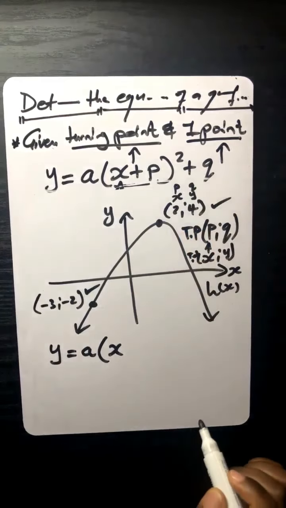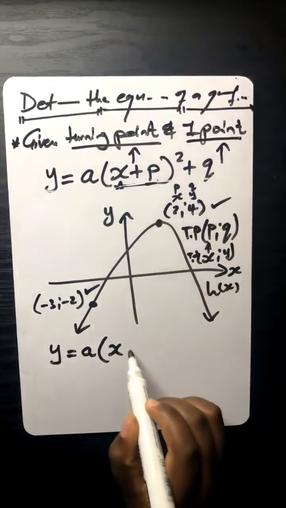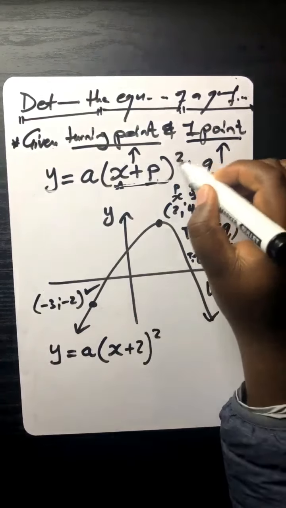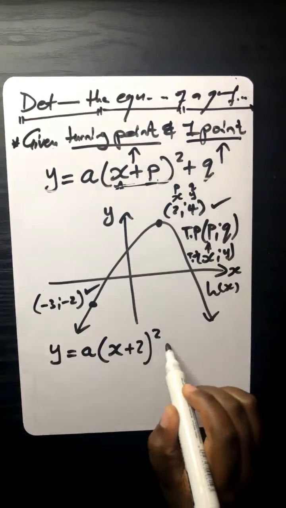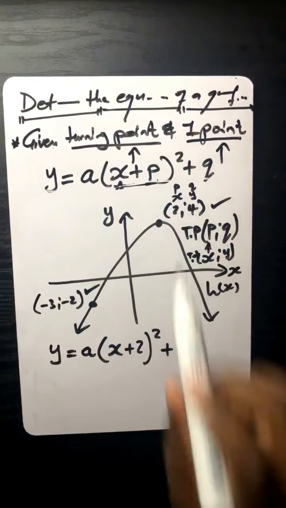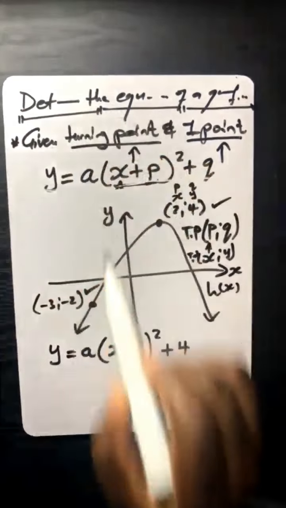I hope you understand that part. So let's substitute our P value. That means our P value is 2. Then you square, which is that squared from the original formula. Plus, what is the Q value? The Q value is 4.